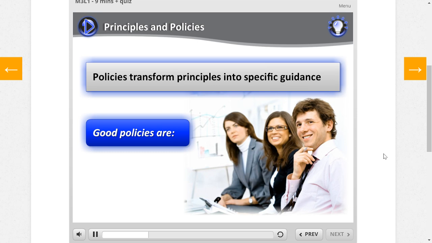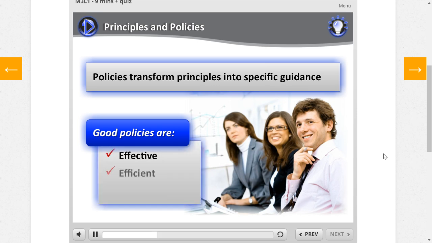Good policies are effective. They achieve their stated purpose. They are efficient. Policies exist to implement principles. Good policies will do this in an efficient manner.